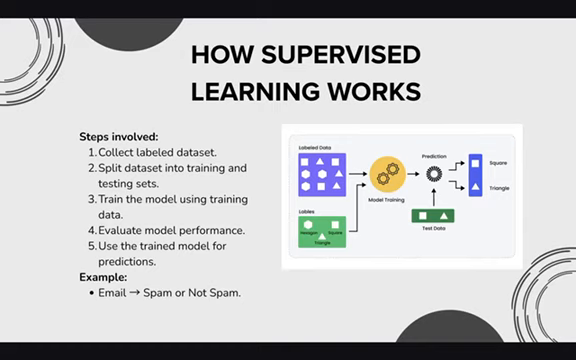The supervised learning process typically follows several steps. First, a labeled dataset is collected, then the data is split into training data and testing data. The training data is used to teach the algorithm the relationship between inputs and outputs. After the model is trained, it is evaluated using the testing dataset to measure its accuracy. Finally, the trained model can be used to make predictions on the new data.